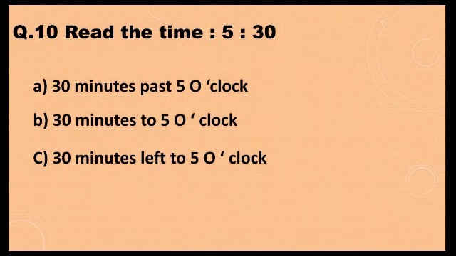Now our last question, question number 10. Read the time 5:30. Option A 30 minutes past 5 o'clock, option B 30 minutes past to 5 o'clock and option C 30 minutes left to 5 o'clock. So what will be the answer? It is very easy, you know that, and I think you can answer it.